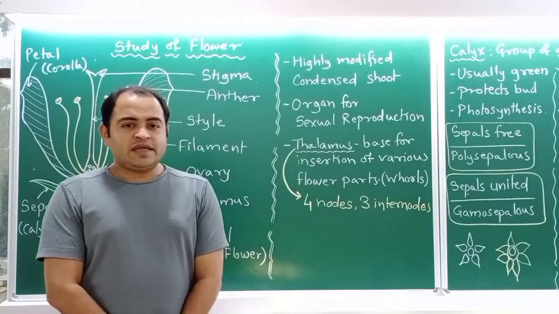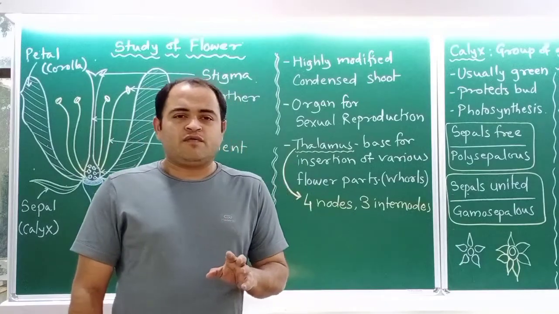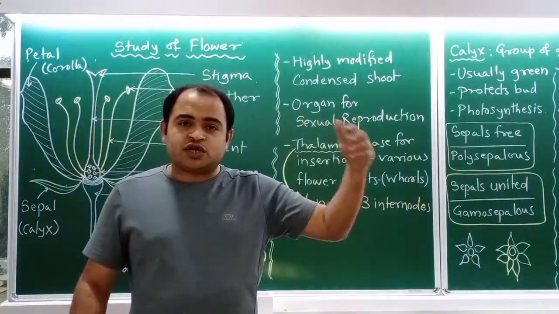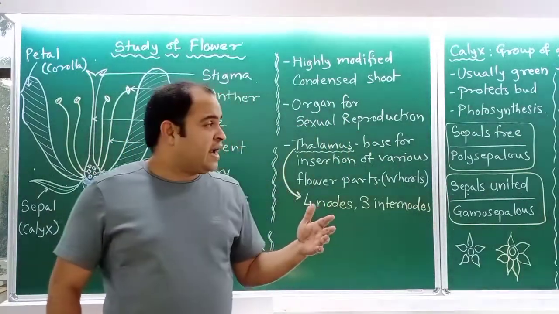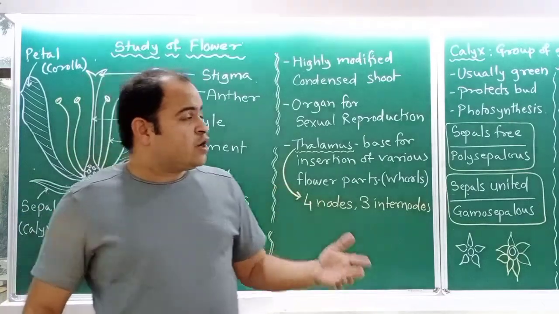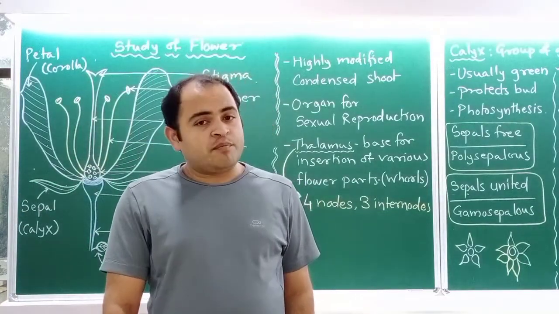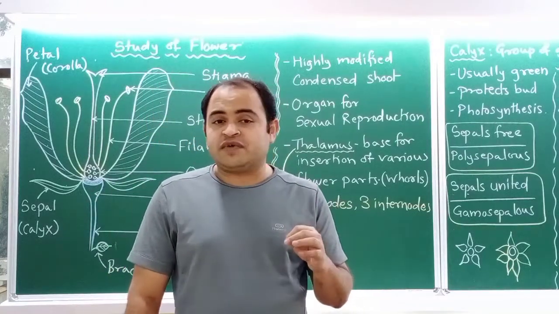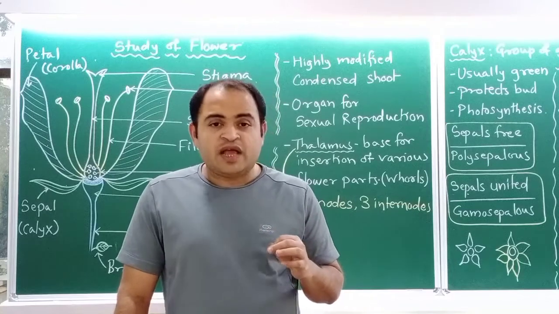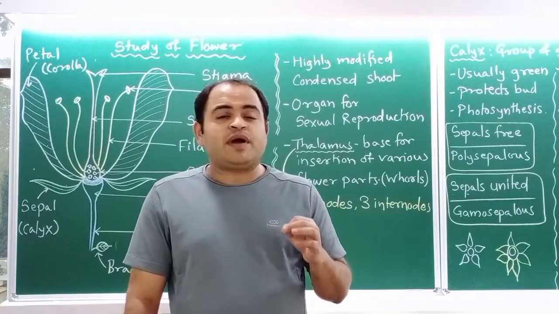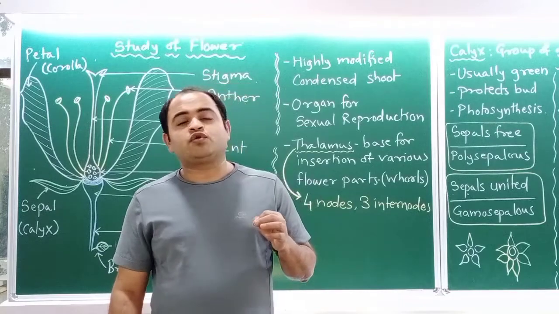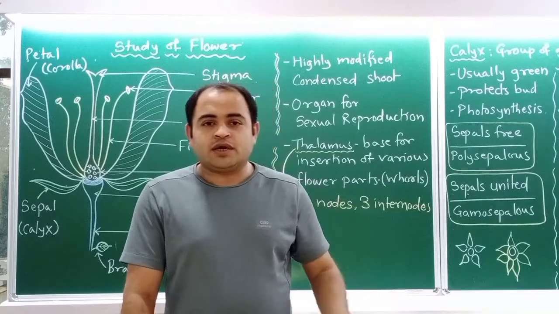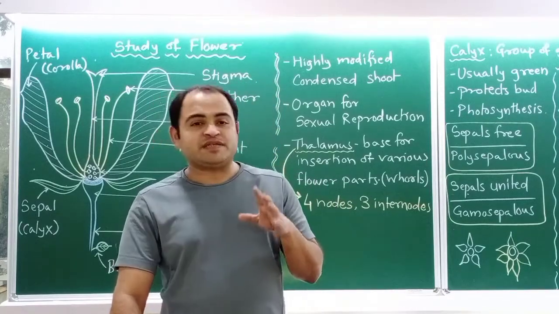I think this initial part was quite okay, but now we are going to start with the actual Calyx, Corolla, Androecium, Gynoecium, and the typical symmetry of the flower. This flower part we are going to learn in the beginning itself. After this, we are going to start with inflorescence and flower types, and then seed and fruit and other things. So this is how this chapter is arranged.